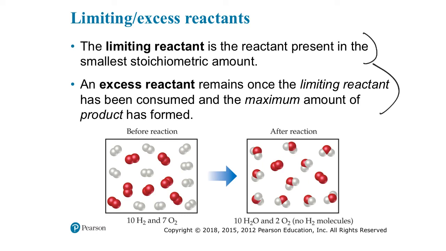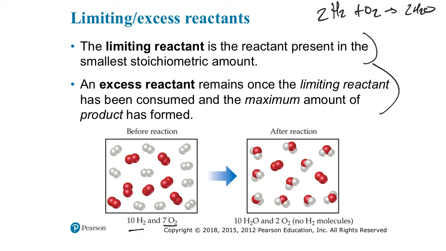So the smallest stoichiometric amount would be like thinking of H2 plus O2 goes to 2 H2O. The stoichiometric amounts say that we need 2 hydrogens for every 1 oxygen. So it's not necessarily the least present reactant, it's the one present in the least stoichiometric amount. Probably easiest to picture this with a picture. So let's imagine we have 10 hydrogens and 7 oxygens. Obviously 7 oxygens is the least present molecule, but it's stoichiometrically not the least present reactant.